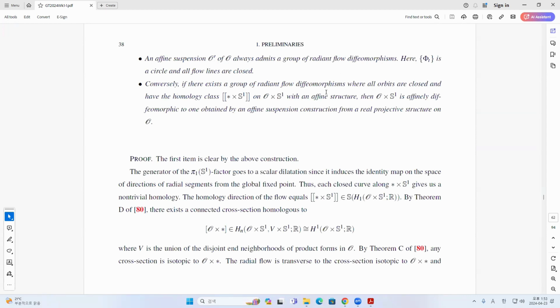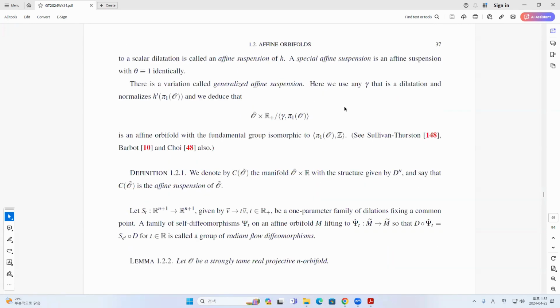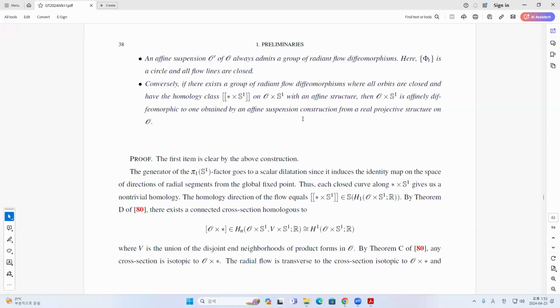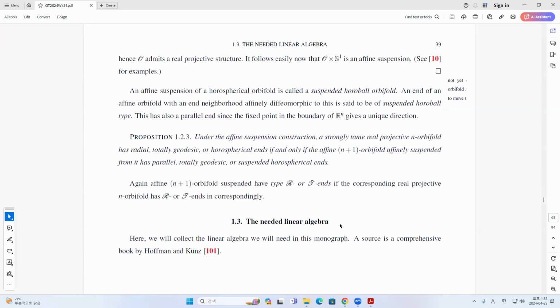Conversely, if you have a radiant flow diffeomorphism where all the orbits are closed and have the same homology class, then this radiant orbifold is obtained from the radiant affine suspension construction, and from a real projective structure on O. So this construction always comes from some real projective structure, and you obtain an affine structure here. And the proof of that I will have to skip here.